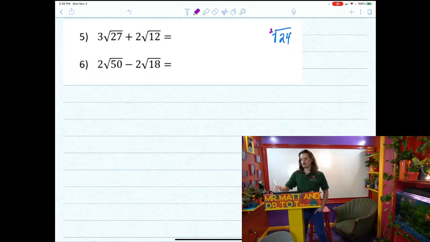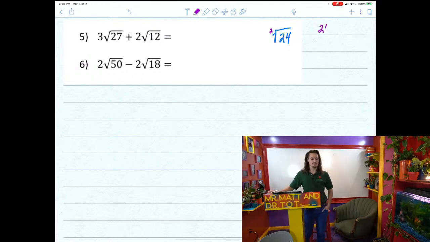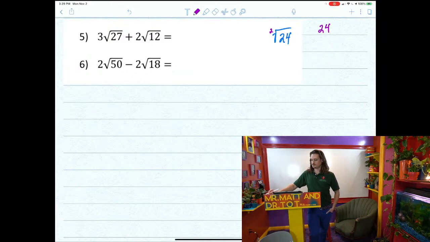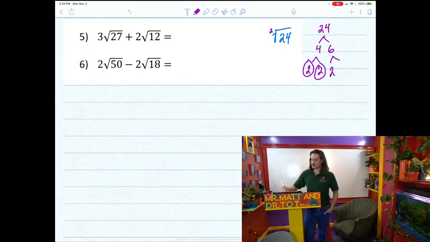So notice that 24 is divisible by 4 and 6. 4 is divisible into 2 and 2. And 6 is divisible into 2 and 3. So by factorizing this value, we've broken it into its prime components, all of the prime factors that make up this composite number. So the square root of 24, for example, is the same thing as 2 times 2 times 2 times 3. And for every 2 underneath, you can bring 1 outside.